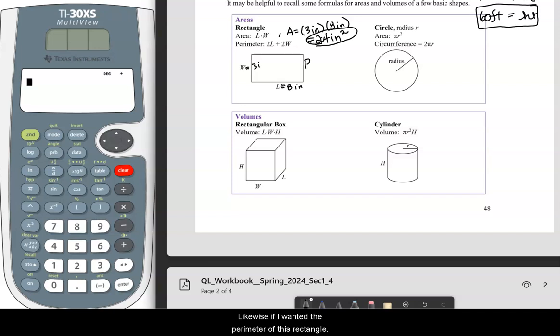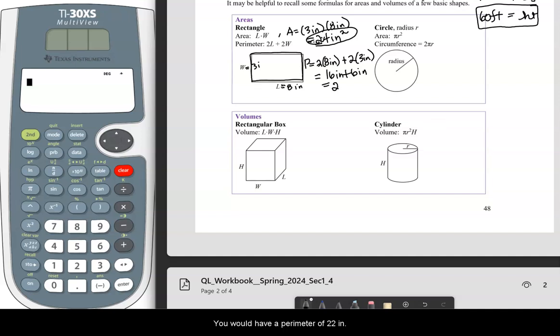Likewise, if I wanted the perimeter of this rectangle, it would be 2 times the length, so 2 times 8 inches, plus 2 times the width, 2 times 3 inches, and we would get 16 inches plus 6 inches. So we would have a perimeter, which is the distance around the rectangle. You would have a perimeter of 22 inches.